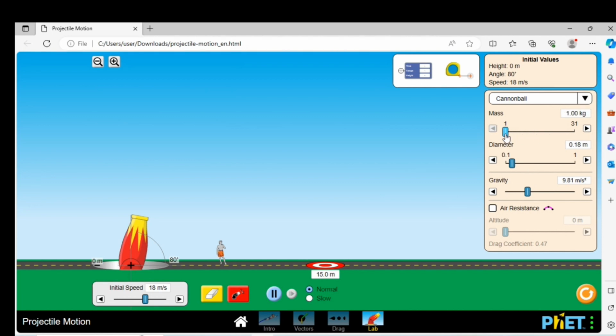Okay, set ko muna yung mass sa minimum value dito, 1 kilogram. And then, let's fire the cannonball. Okay, so that is the 1 kilogram without air resistance. Okay, now let's try the maximum value of mass, 31 kilograms, dito sa application na to. And let's fire the cannonball. Okay, where did it land? At exactly the same spot. Therefore, we can conclude that without air resistance, mass will not affect the motion of a projectile.